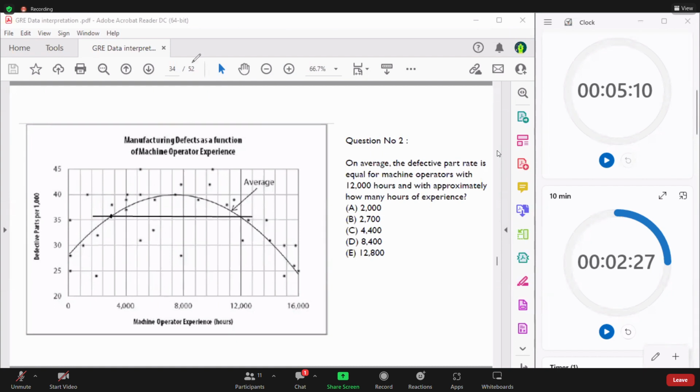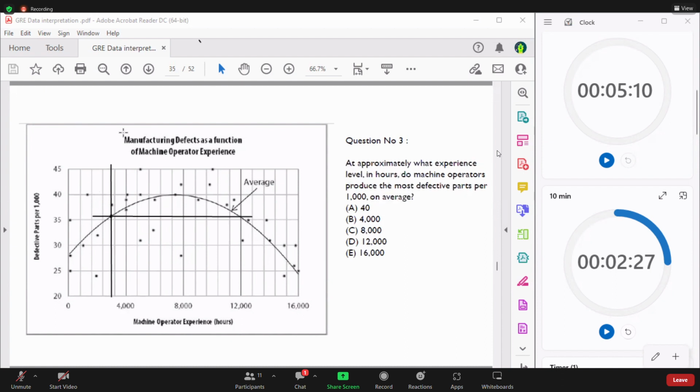Now let's draw a straight line from this point. So this will come around 3,200 or 2,700. Since it is between 3,200 and 2,400, we can choose 2,700. Great.